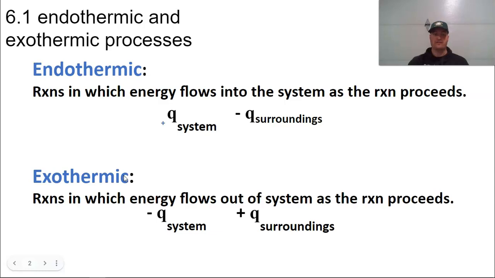Exothermic, we often think of as being warm because we are in the surroundings all the time. We're never part of the system. At least we hope not. Otherwise, we've done our lab wrong. So this is heat flowing out of the system as the reaction proceeds. So the system will decrease in heat while the surroundings will increase in heat.